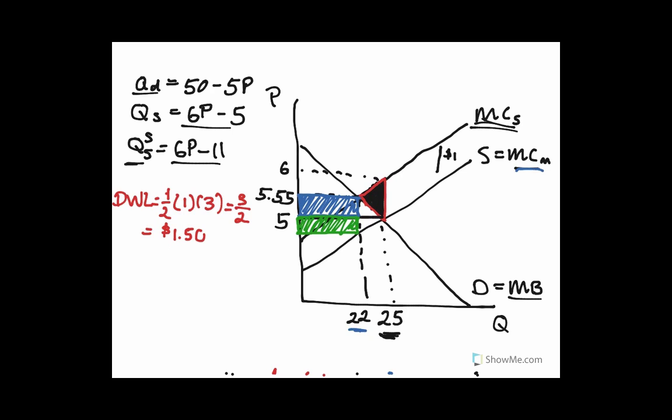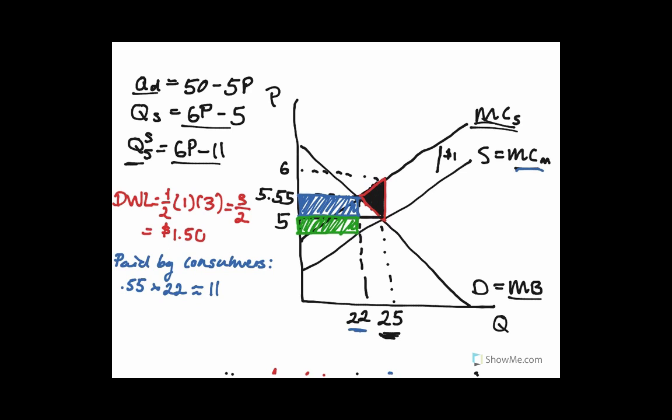The blue area is just, I should say, paid by consumers, and that is just going to be 0.55 times 22, which I'll let you calculate. It's going to be something like 11 point something.